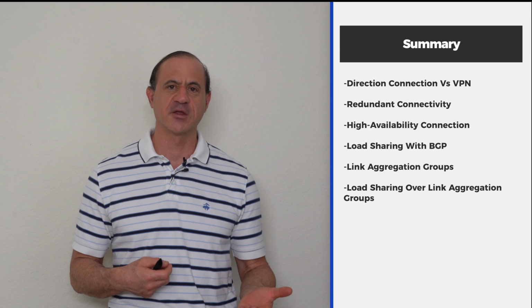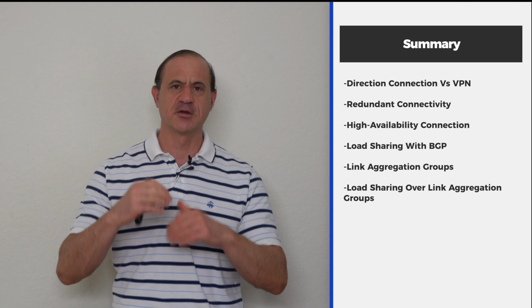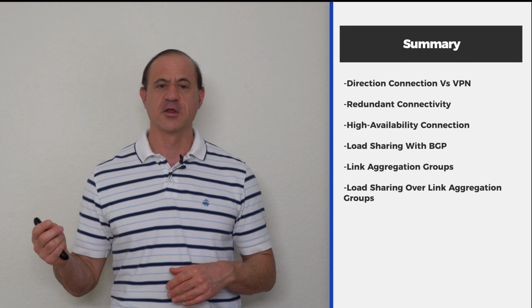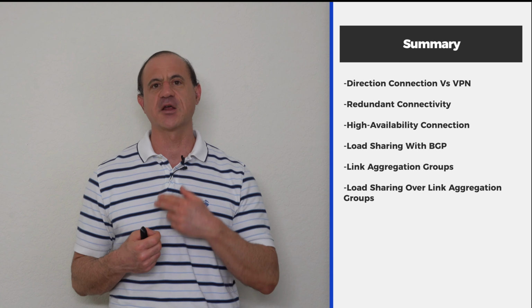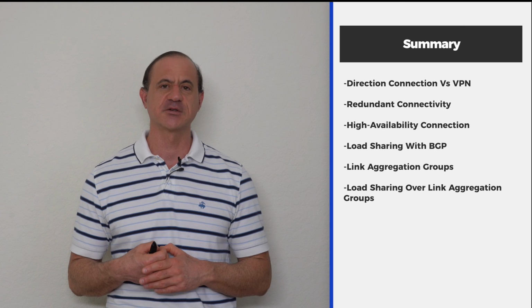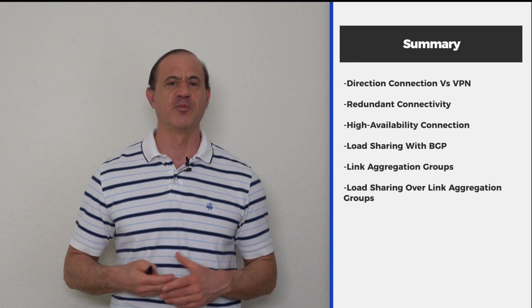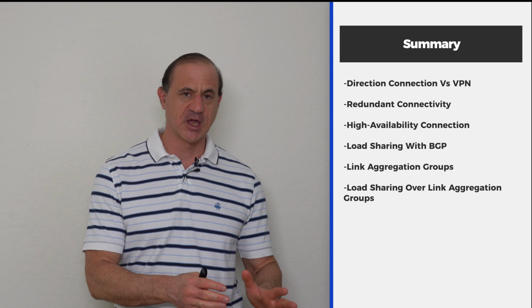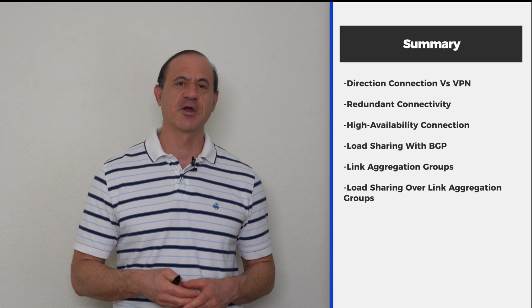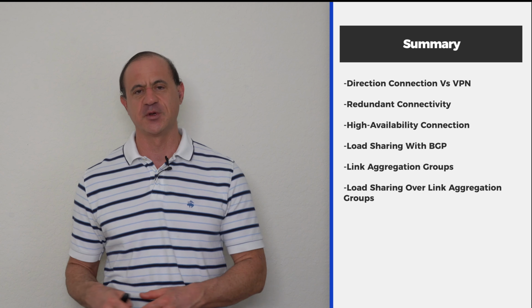So we've talked about why you would use a direct connection versus a VPN connection. We talked about redundant connectivity with regards to a direct connection and a VPN backup. We've talked about using a direct connection and another direct connection to back up your environment. And then we talked about load sharing over multiple direct connections through BGP. And then we talked about link aggregation groups. And then we talked about load sharing across multiple sets of different link aggregation groups across BGP peering sessions.